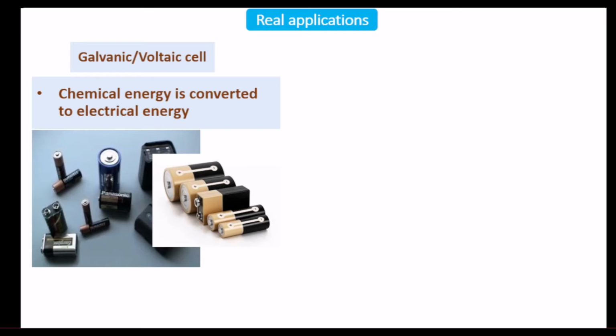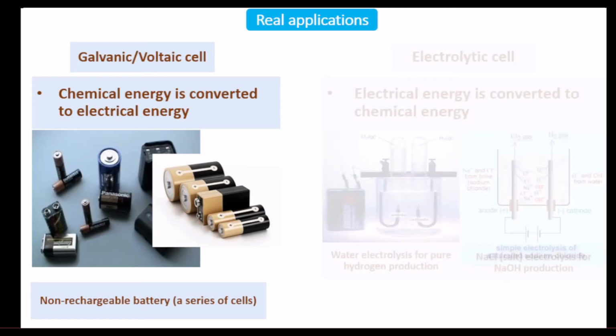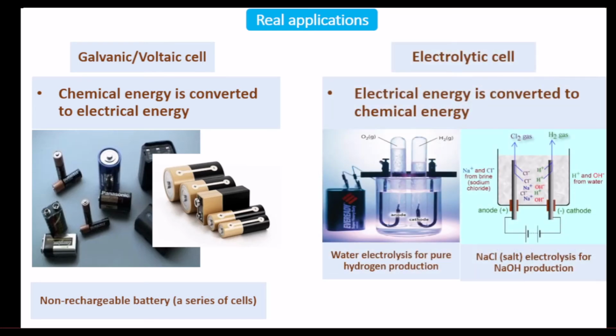If we take some real applications of both types of cell, the galvanic or voltaic cell converts chemical energy into electrical energy, and this is actually a non-rechargeable battery, a series of cells. We use these types of batteries daily to run different kinds of small accessories. And an electrolytic cell is used when we try to produce pure hydrogen by the electrolysis of water. On the other hand, if you want to produce sodium hydroxide by the electrolysis of sodium chloride, we need to set up an electrolytic cell.